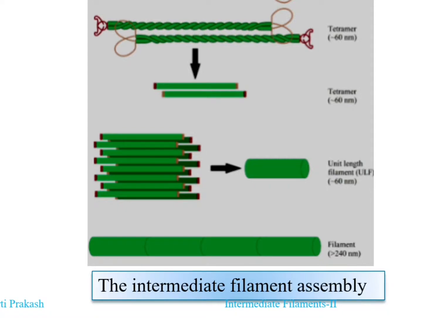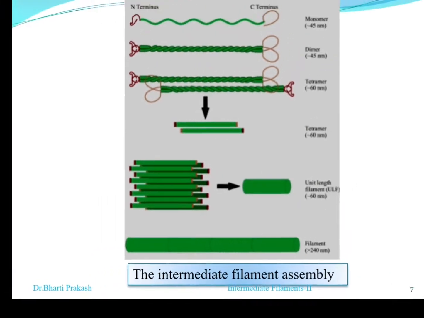These protofilaments then join together in a staggered manner to form large structures. One intermediate filament is formed from 8 protofilaments: 1, 2, 3, 4, 5, 6, 7 and 8. It is formed from 8 protofilaments, that is 32 polypeptide chains.